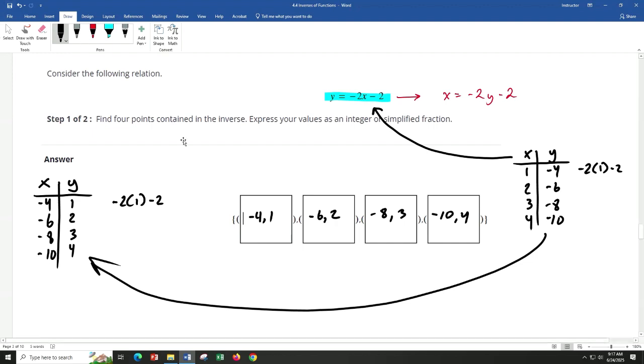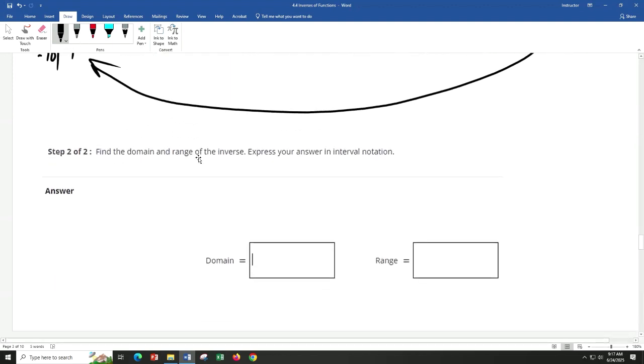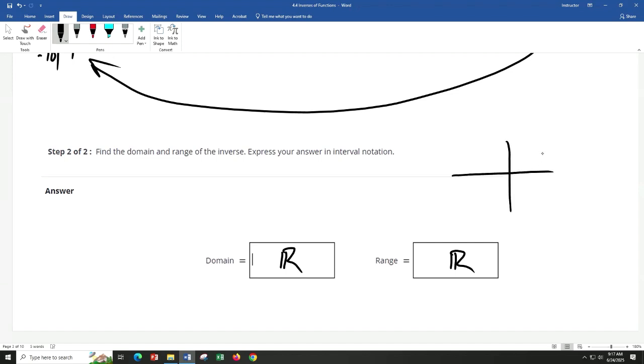But now the question remains, what's the domain and range? What type of function is it? Linear. Wouldn't that be all real numbers and all real numbers? Draw a picture. There you go. What's my domain and range of that line? This is where knowing your base function really does help out.